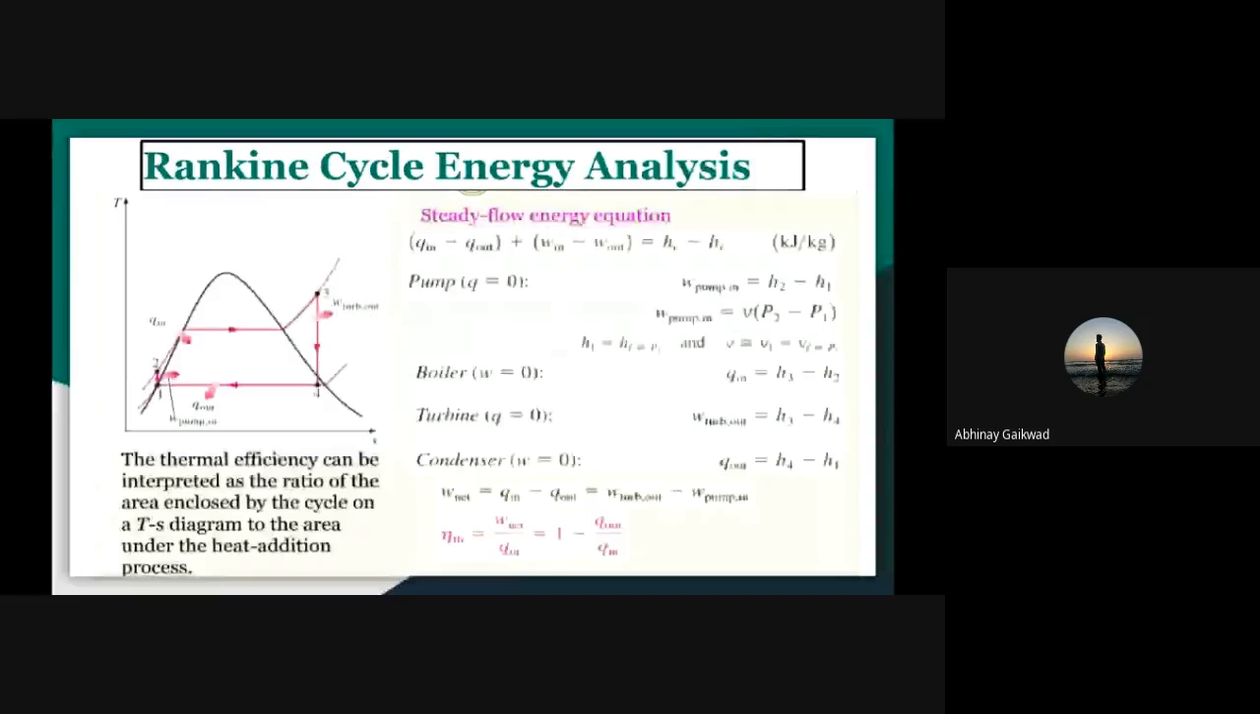Now as we know, the boiler and the condenser do not involve any work, because in the boiler we are taking in heat and in the condenser we are rejecting heat, so they do not involve any work. And the pump and the turbine are assumed to work as isentropic processes. Pump and turbine both work at constant entropy, that is the isentropic process.